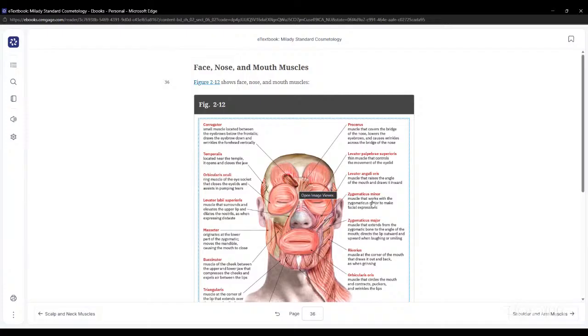Zygomaticus minor, a muscle that works with the zygomaticus major to make facial expressions. The zygomaticus muscle is your cheekbone, your cheek. So you've got the zygomatic bone, that's the cheekbone, and then you've got the zygomaticus muscles. They are connected to the cheekbone. It gives you your curvature of the face. As you get older, the fatty tissue and this muscle in this cheek area will start to diminish and go down. So this is why, again, we make sure that we always massage up, because it's going to keep the youthfulness in the face.